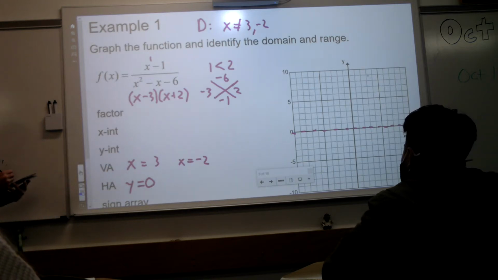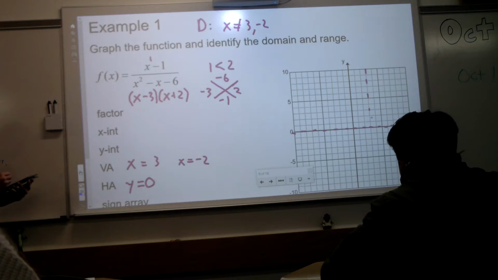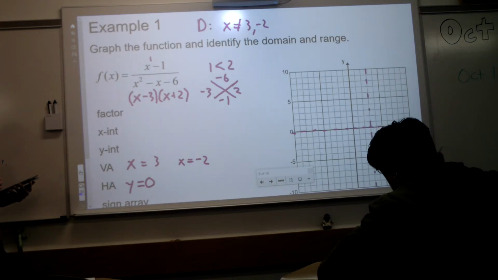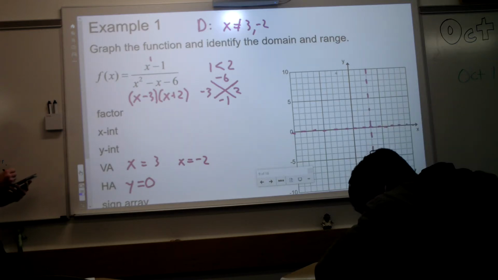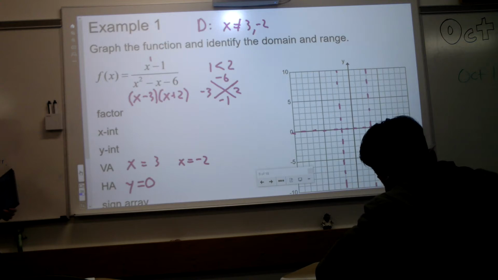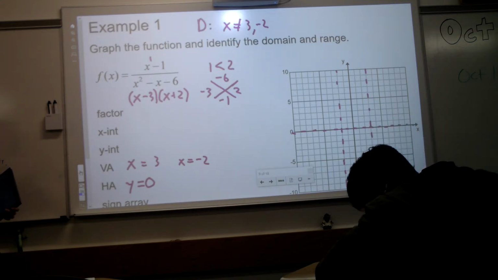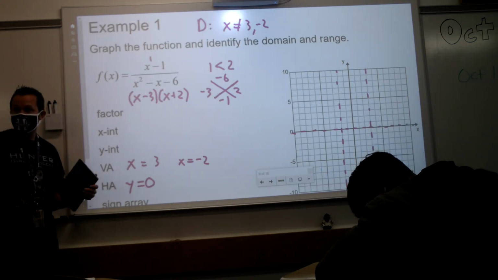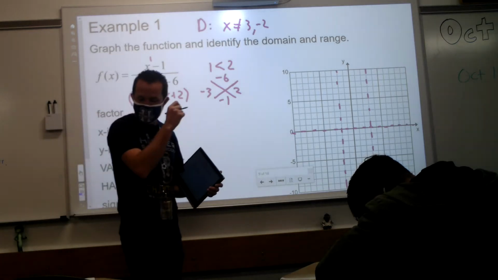So I'm going to go over to 3 and put in a dashed line like that. And I'm going to go to negative 2 and put in a dashed line like that. Alright, are you with me? You okay? That takes me to step 3.